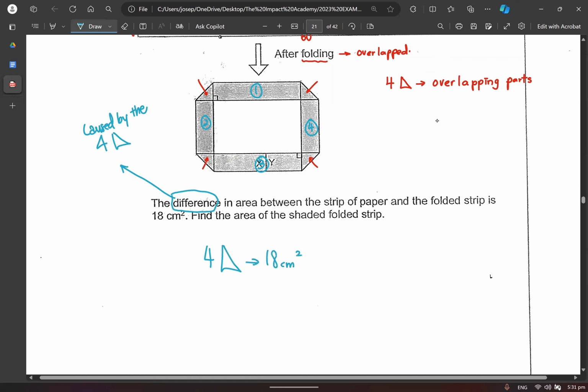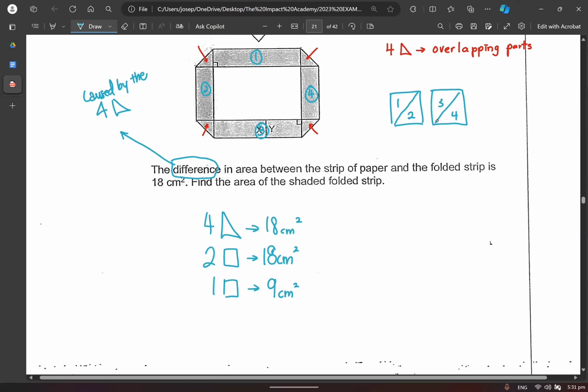We will now convert this to 2 squares, because 4 triangles means 2 squares. How do I know that? Because 1 square is how many triangles? 2 triangles. So 4 triangles will be how many? Can you see 4 triangles is 2 squares? So we know that it is also 18 centimeters square. Our job now is to find 1 square. 1 square is basically 9 centimeters square.